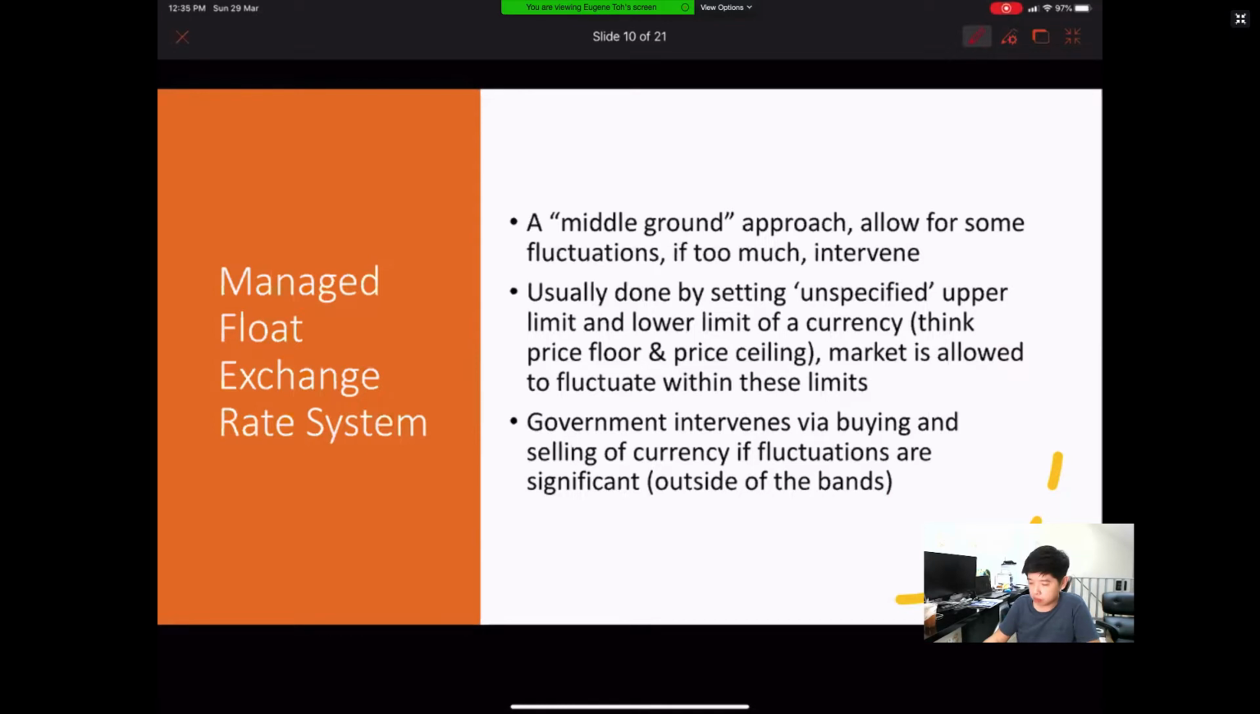Okay, so we finally move on to what Singapore uses. Singapore uses a managed float exchange rate regime. Okay, what is a managed exchange regime?